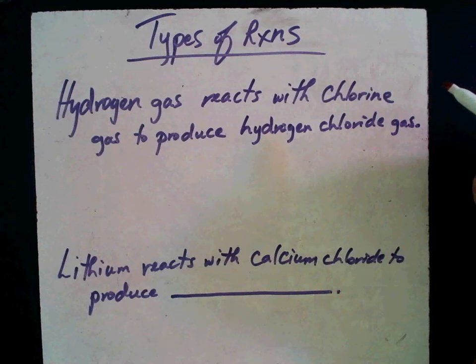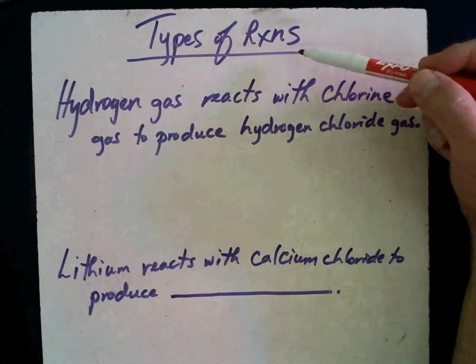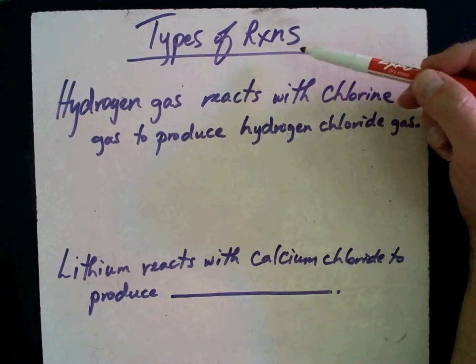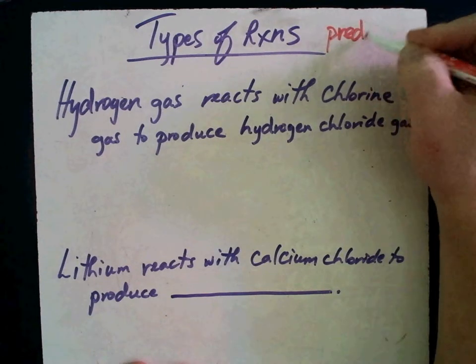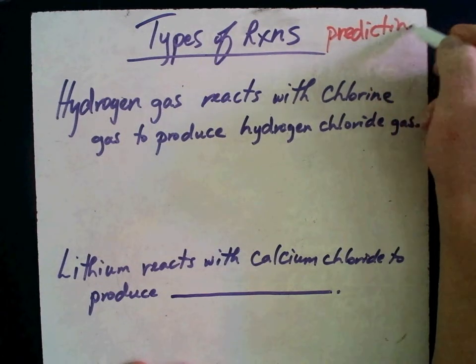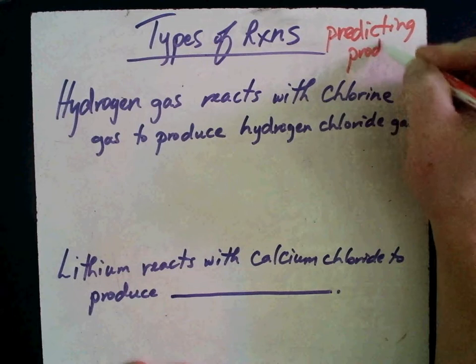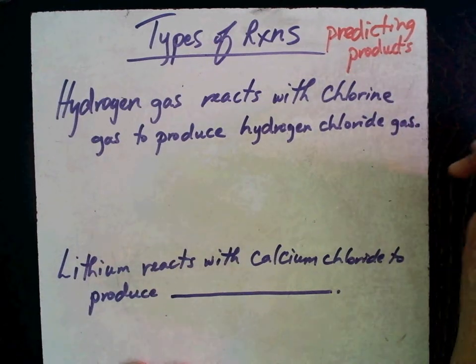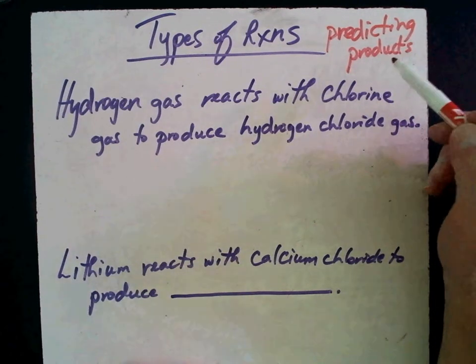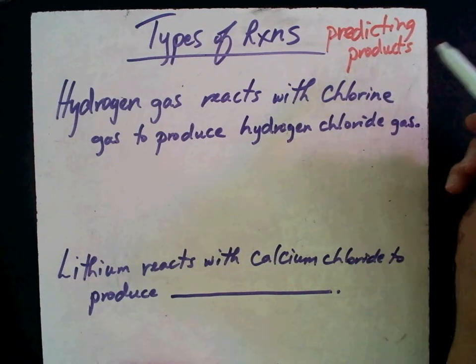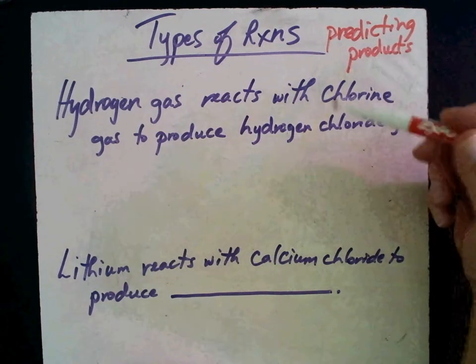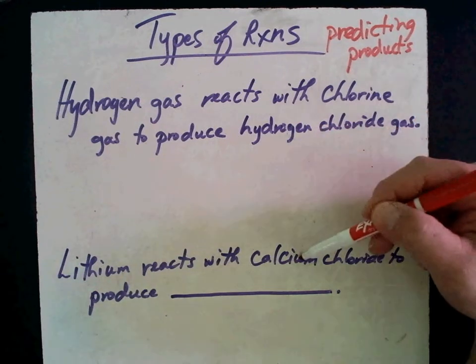All right, in this video we're going to build on the idea of types of reactions. I'm going to put a couple of skills together that we already know. We're actually going to do a little of what is called predicting products. Now, you know that reactants and products, the term products are the things on the right-hand side of the reaction. And so what I have here is word equations that we need to finish.